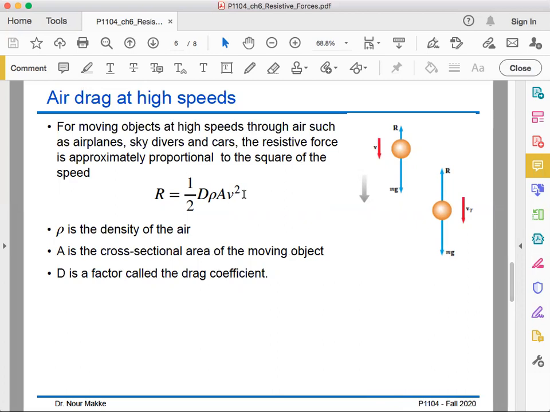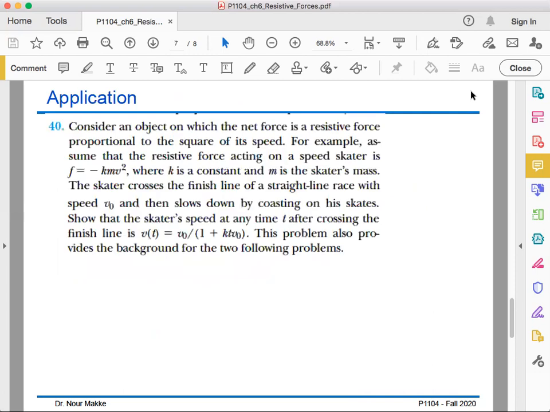Rho is the density of the medium in which the object is moving. A is a property of the object itself. It's the cross-sectional area of the moving object, so it's kind of a surface area. And D is just a constant that we call the drag coefficient. So this is another example of resistive force where R is proportional to v squared. And we're going to see such examples in the applications. So let's move on to see the application.